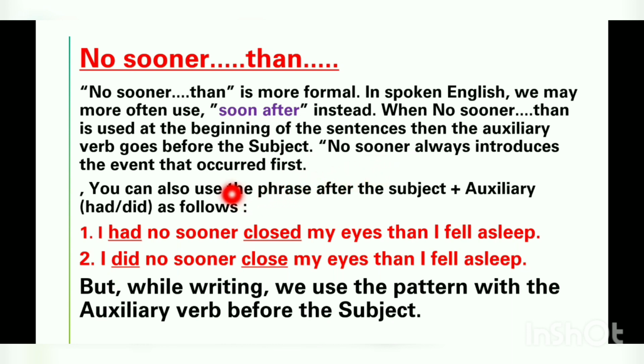That we must remember. So you can also use the phrase after the subject plus auxiliary. Even though we have the pattern no sooner had, no sooner did, you can use it in another way also, which is grammatically very much correct. For instance, I had no sooner closed my eyes than I fell asleep. I did no sooner close my eyes than I fell asleep. But while writing, we use the pattern with the auxiliary verb before the subject. So let's see how it comes out.